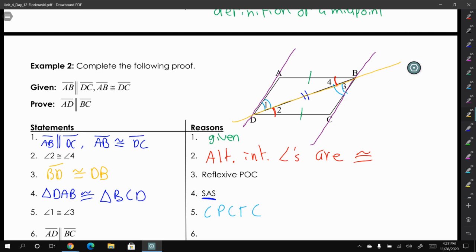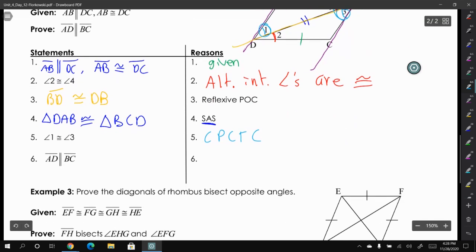My vertical, or kind of slanted vertical, purple lines and the transversal, the yellow one, form angle 1 and angle 3. And those are congruent. Well, we know if those angles are congruent, the lines have to be parallel. So it's the converse of what we said in reason number 2. In reason number 2, we knew the lines were parallel, so that made the alternate interior angles congruent. Now we're going the other way. We know angles 1 and 3 are congruent, which means the lines must be parallel.